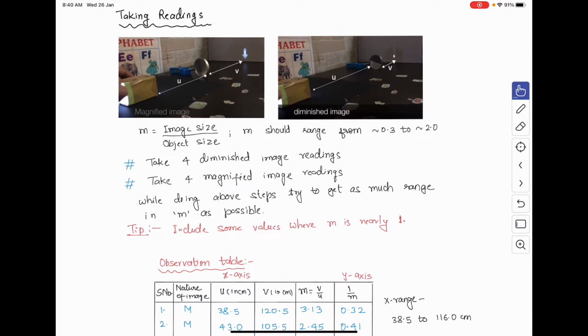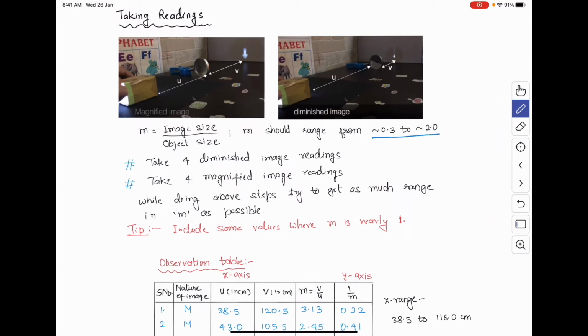In order to take readings, it is advisable to take 4 diminished image readings and 4 magnified image readings. You can see from the image formed on the screen whether it's magnified or diminished. It is important that what we are plotting is the inverse of m. If we go from a very diminished to a very magnified image, we will get a full range in m, which will result in a full range in inverse of m. Typically, we can easily get a range for m from 0.3 to 2.0.